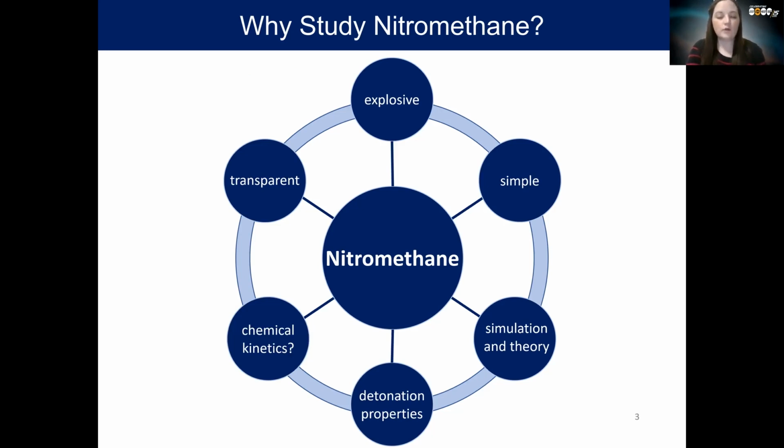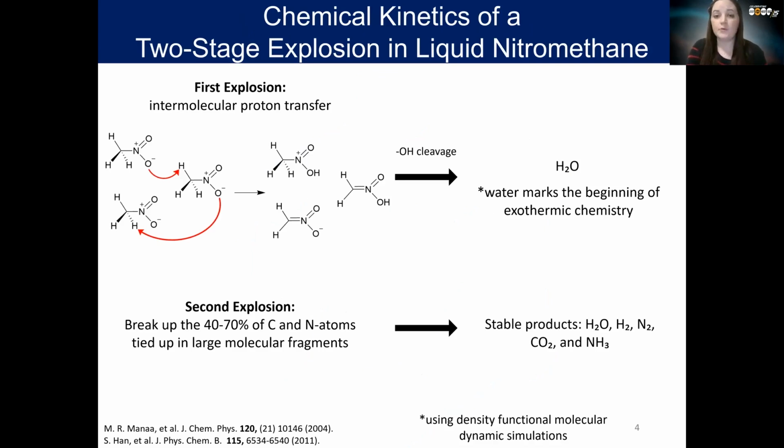So if we take a quick look at what we think we know about the chemical kinetics of liquid nitromethane, we can see that two different groups used molecular dynamic simulations in order to figure out that there was a two-stage explosion. There is this first explosion, which is the intermolecular proton transfer between three nitromethane molecules, which results in these intermediate products. And then the OH will cleave from the nitrogen, forming water, and this marks the beginning of the exothermic chemistry. Then there needs to be a second explosion, which breaks up this 40 to 70% of carbon and nitrogen atoms tied up in large molecular fragments. And that results in these stable products shown here on the right-hand side.